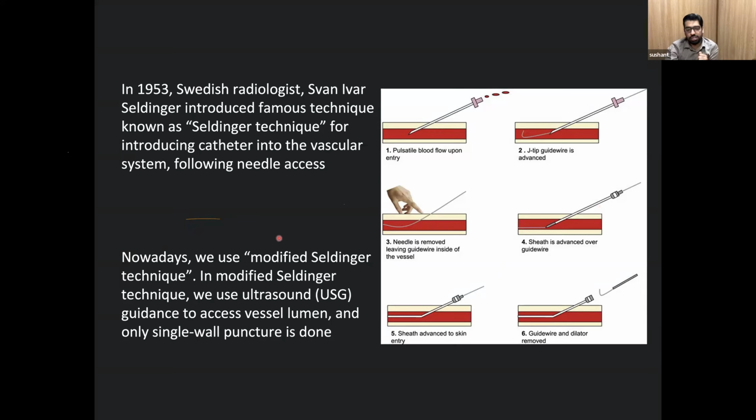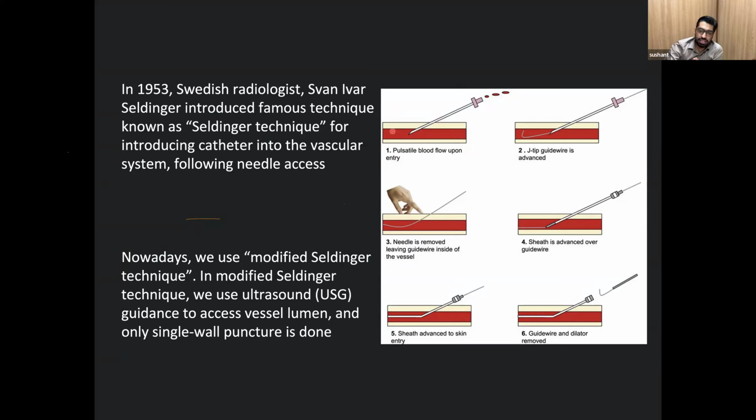But now what we use is a modified Seldinger technique. This diagram depicts a modified Seldinger technique in which we use a single wall puncture. We do not use a double wall puncture because now it is ultrasound guided. Previously, the actual Seldinger technique was advanced for fluoroscopy guidance only, and these were not done under ultrasound guidance. But now things have changed. Now we use ultrasound guided interventions.